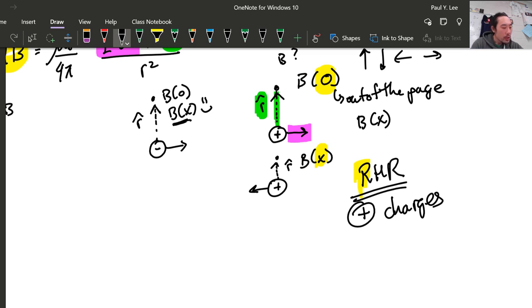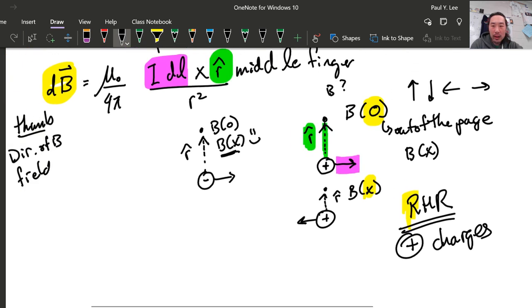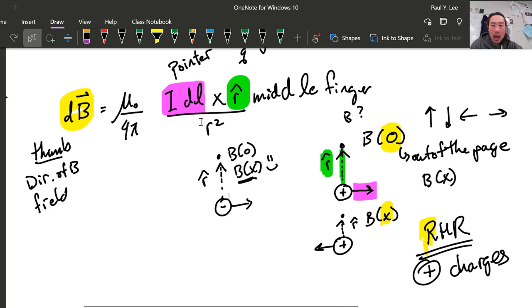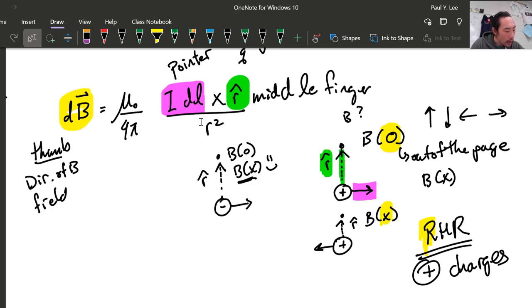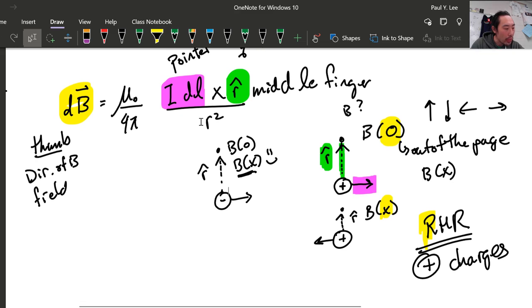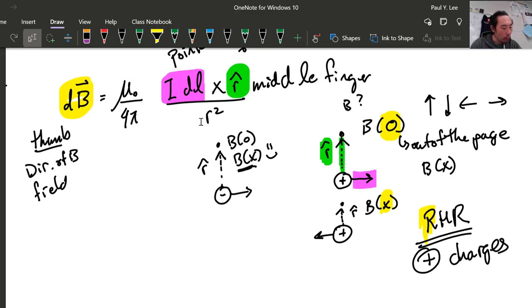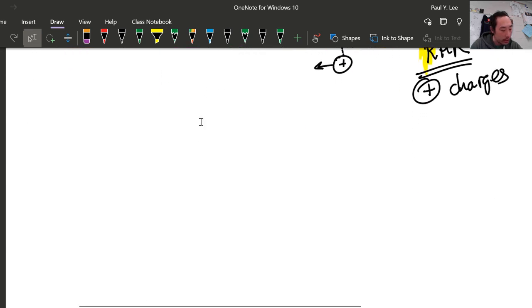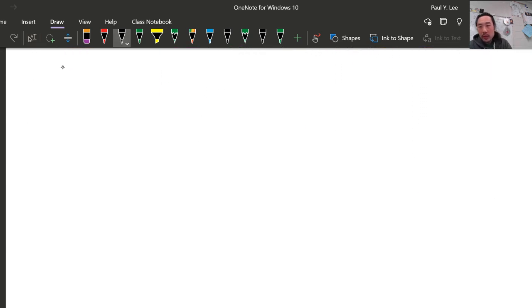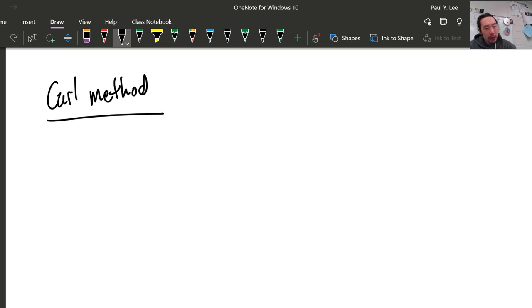Okay. So we have the Biot-Savart formula here. Make sure you have that one down. And there's another rule for this. It's called the curl method. I personally like using this method here, but sometimes you'll be asked about the curl method.